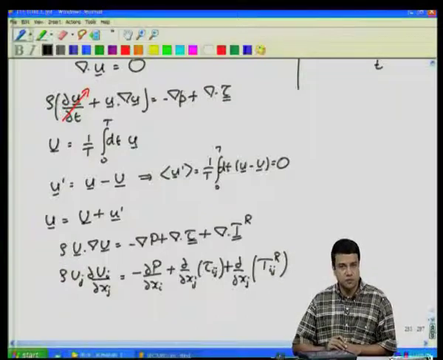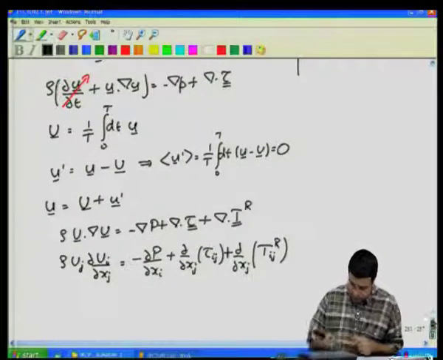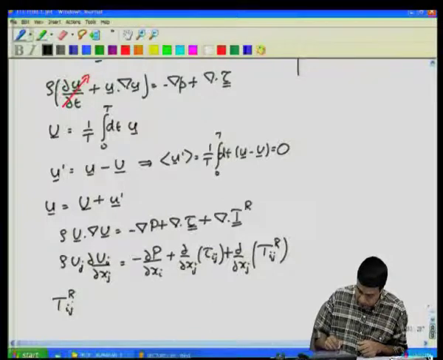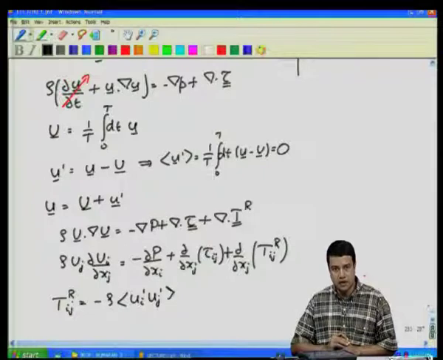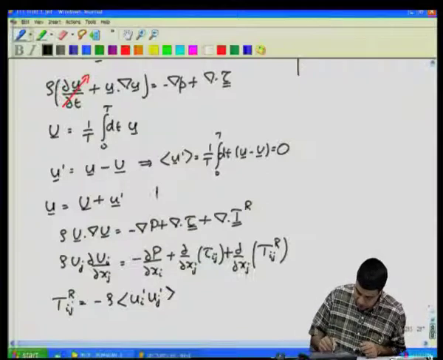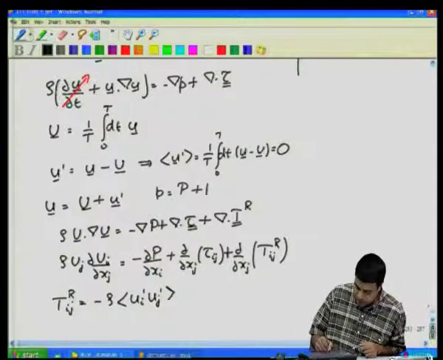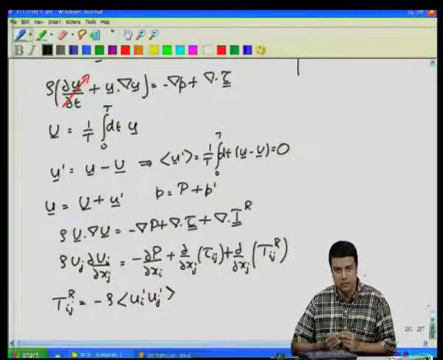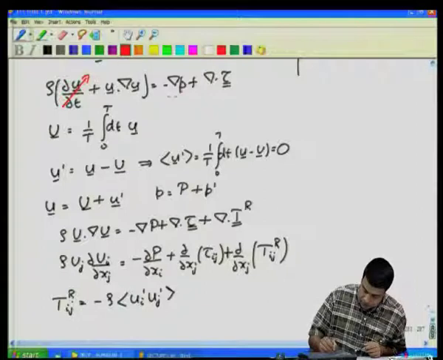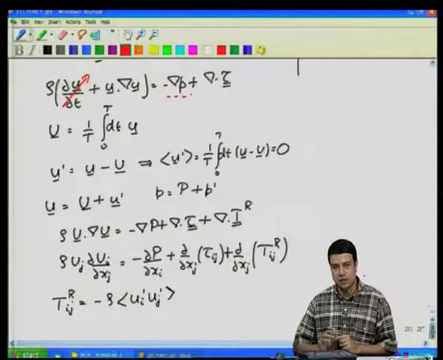This second term is what is called the Reynolds stress. This is because of the velocity fluctuations. The Reynolds stress, as you recall, can be written as minus rho times the average of ui prime uj prime. Just for completeness, the pressure is also written as the mean pressure plus a fluctuating part. When I take the time average of the momentum conservation equation, I just get the gradient of the mean pressure alone.